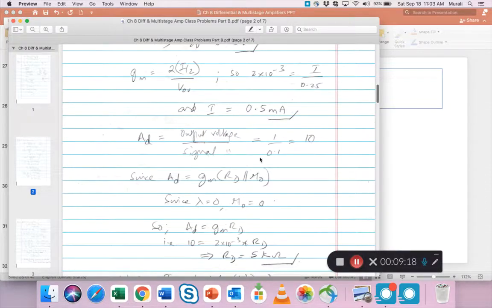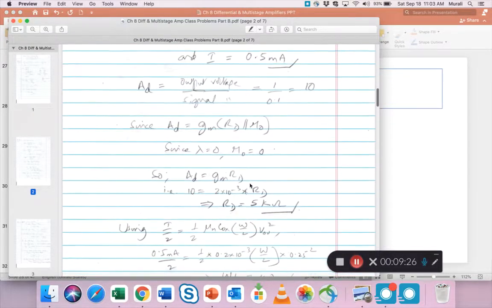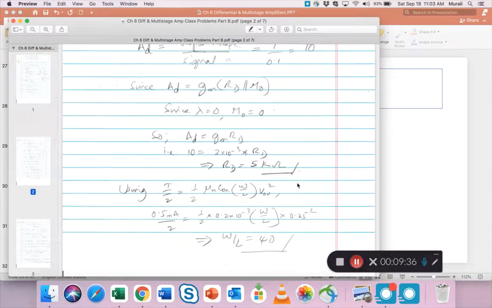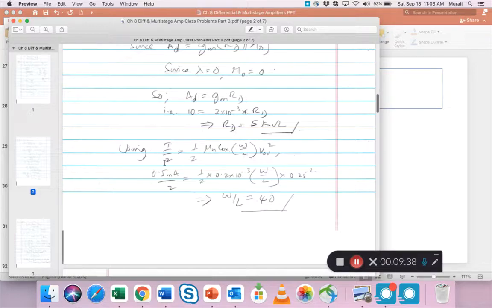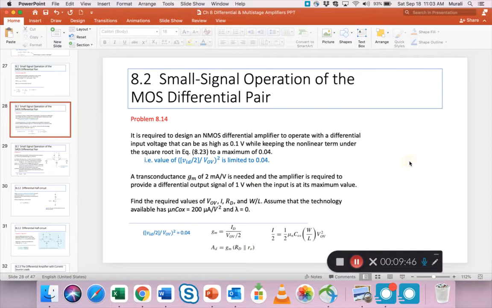Gain is output voltage by signal, which is 1 by 0.1, is 10. Gain also has another formula. ro can be taken as infinite, so AD is GM RD. Based on that, RD comes out to be 5 kilo ohms. Lastly, using this formula, we can find the corresponding W by L to be 40. Okay, so that answers all the questions, all the required data we have found, and I hope it's clear.